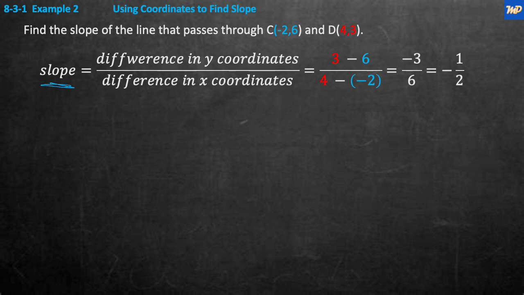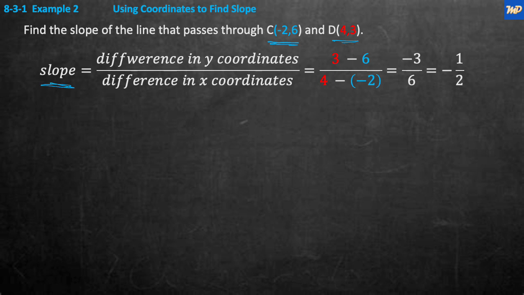Okay, so how do you find the difference? Well, they're giving us 2 points here. They're giving us a point C, which is minus 2, 6. Minus 2 is the x value, and 6 is the y value. And over here, the point D, the 4 is the x value, and 3 is the y value.